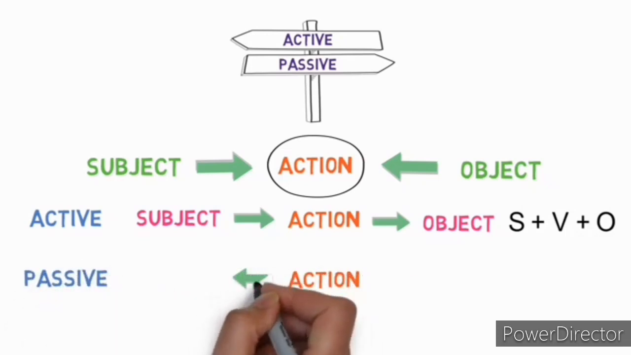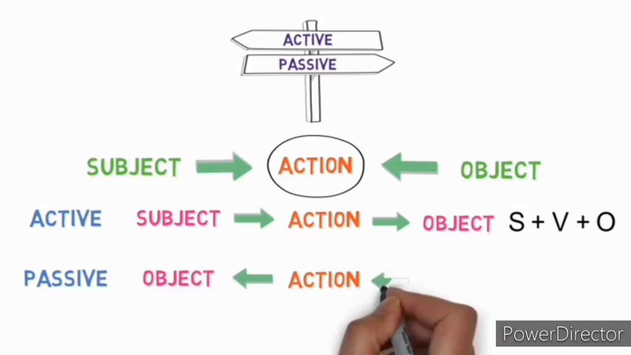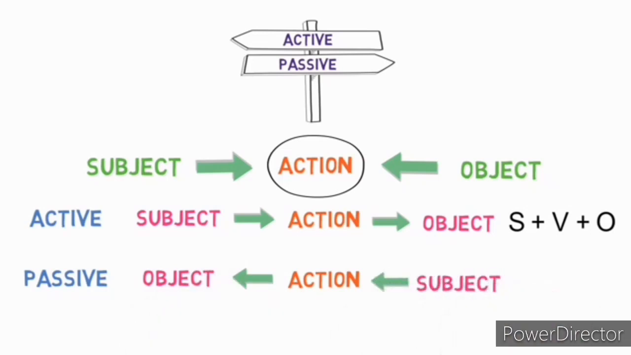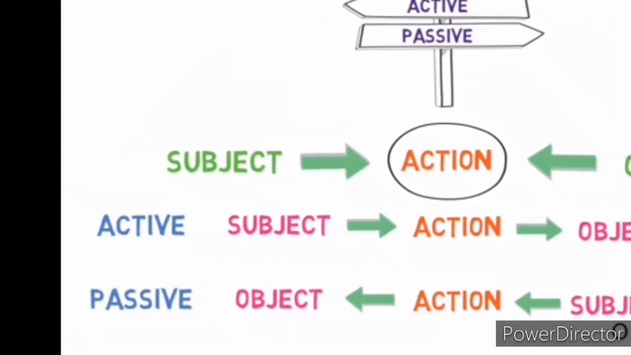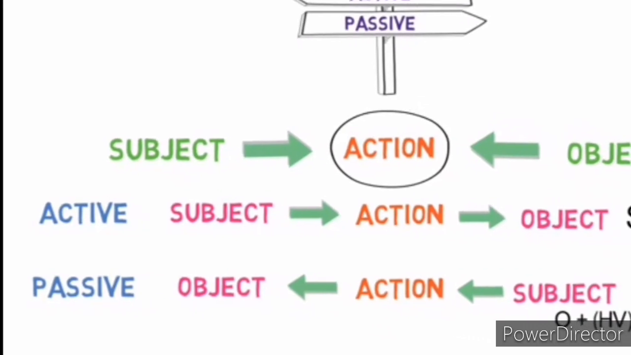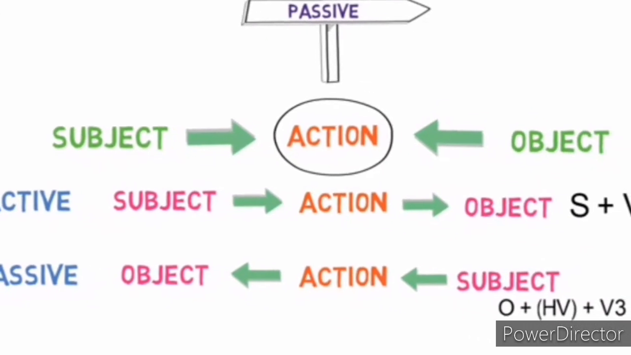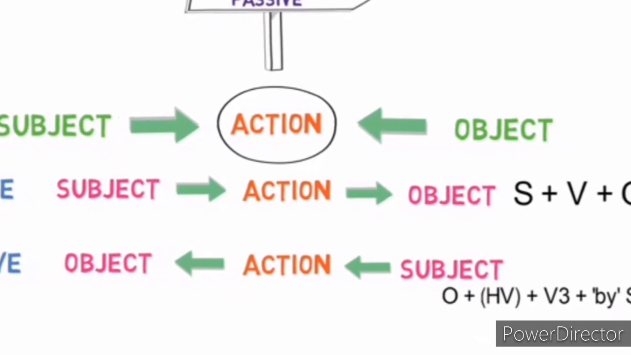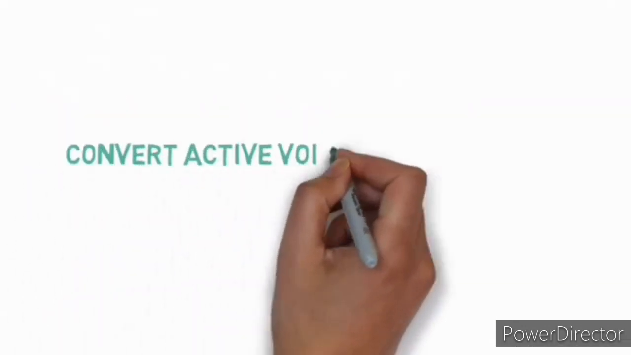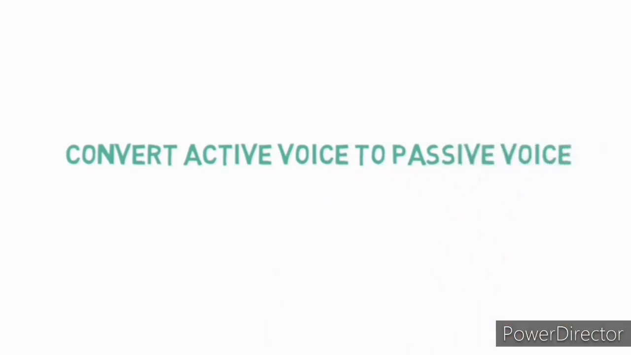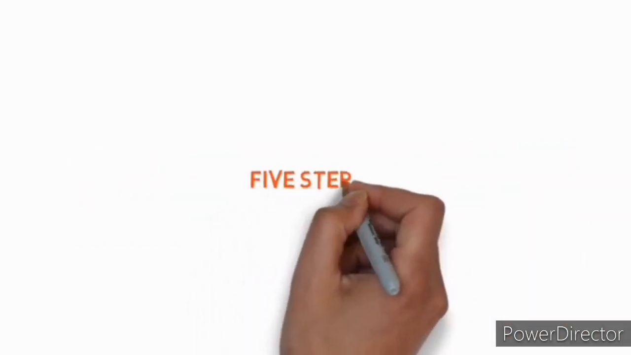Second, in passive voice, action is performed on the object by the subject. Here the structure is object plus helping verb plus V3 participle form plus by plus subject. Let's see how we can convert active to passive. There are 5 simple steps in converting.